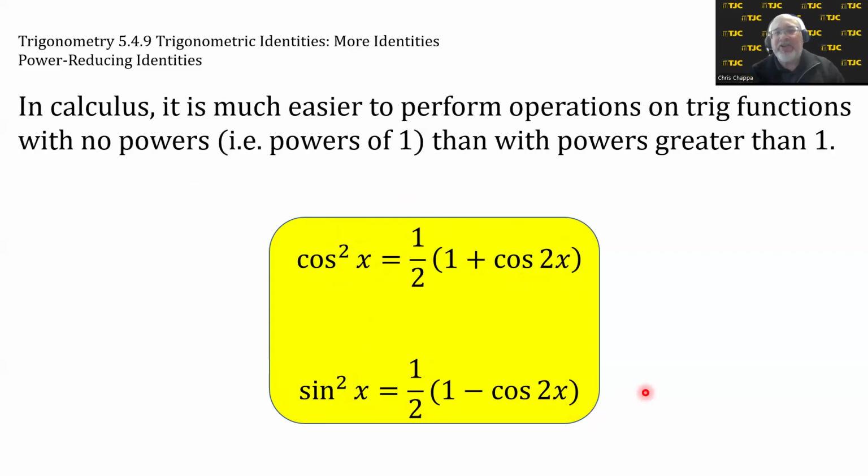In calculus, it's much easier to perform operations on trig functions with no powers, in other words, powers of 1, than with powers greater than 1. So this is commonly used in calculus to make trigonometric expressions manageable.